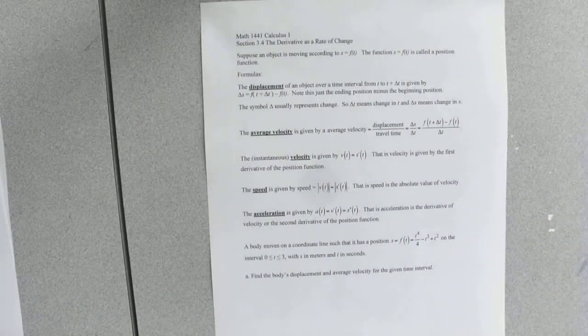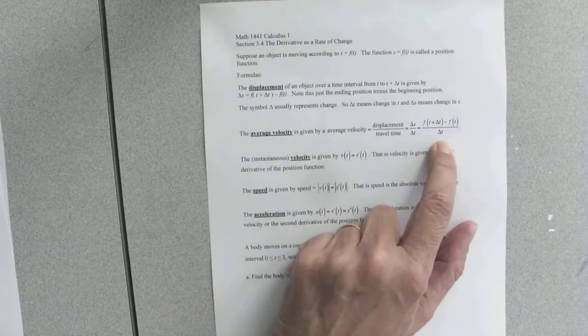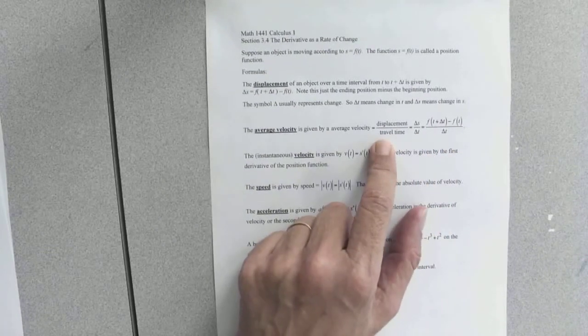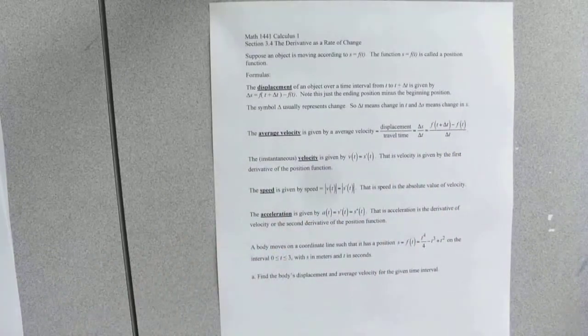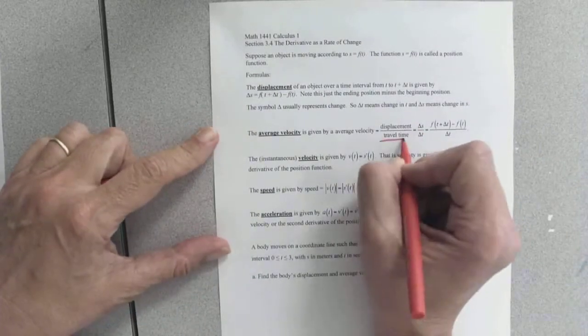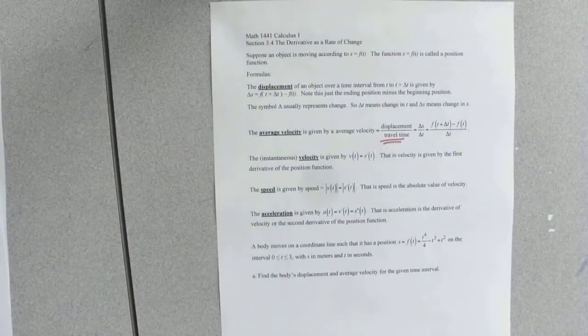The average velocity is given by average velocity equals displacement over travel time, or delta s over delta t, or f of t plus delta t minus f of t all over delta t. So there are the official symbols. I always just remember the words, displacement over travel time. And that's average velocity. That's not velocity at any one given moment, but your average velocity.